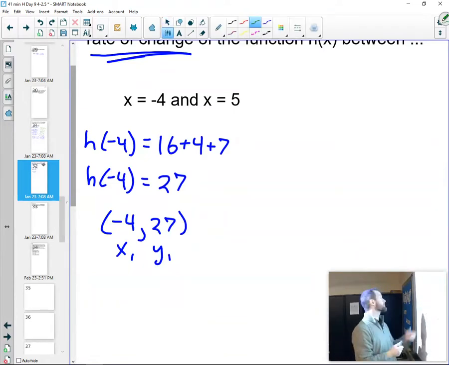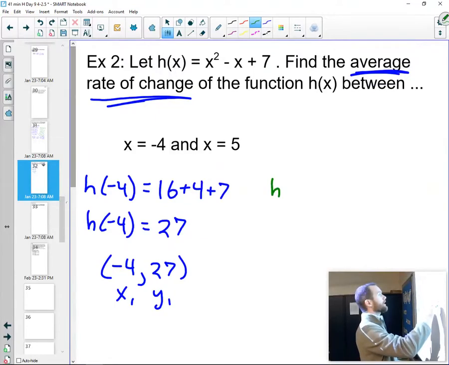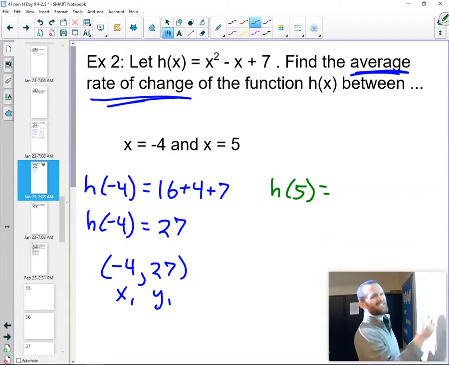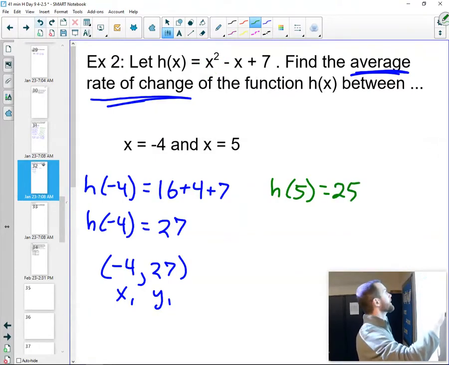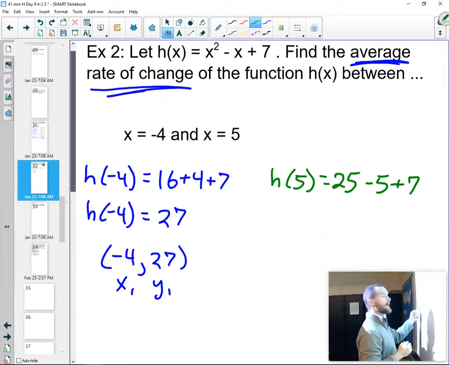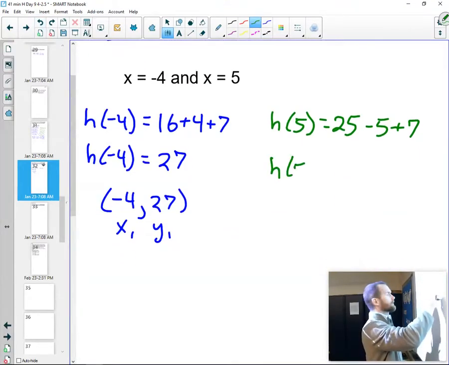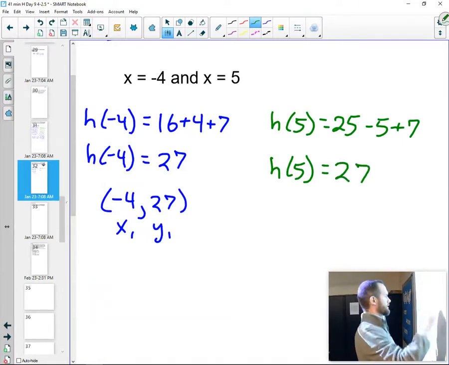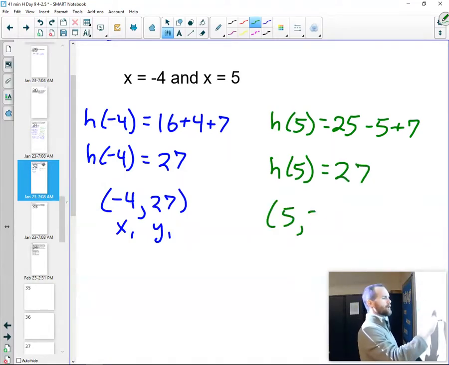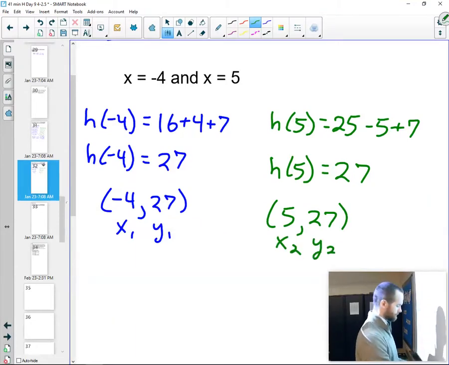Now we just need our ending point, which means we plug in 5, let's scroll up. So h of 5, again, let's skip some of this. So 5 squared, that's just 25, minus 5 plus 7. And we get h of 5 equals 25 minus 5 is 20, plus 7 is 27. So our ending point is 5, 27. That's our x2 and our y2.